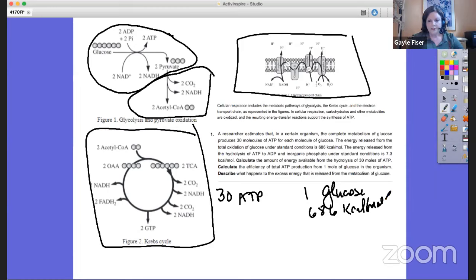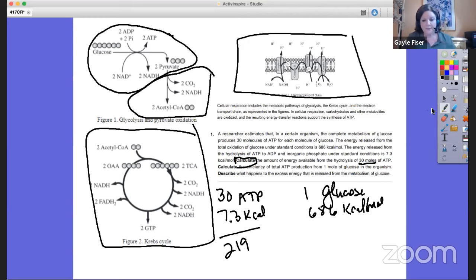All right, so the energy released from the hydrolysis of ATP to ADP and inorganic phosphate under standard conditions is 7.3 kilocalories. Now calculate. This is our first calculate for the day: the amount of energy available from the hydrolysis of 30 moles of ATP. So what is this? 30 times 7.3, and that's 219. And so we did that.